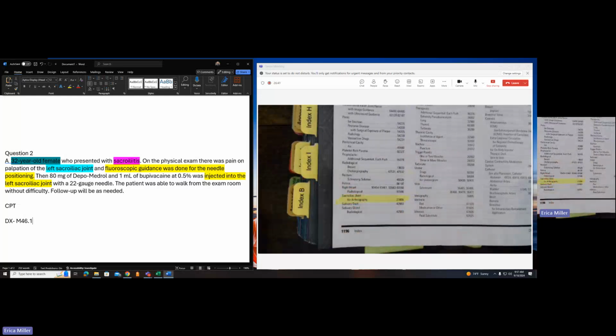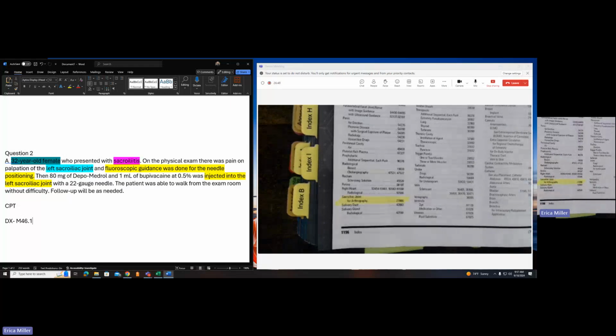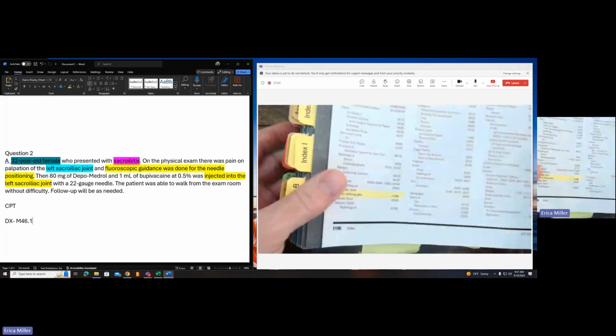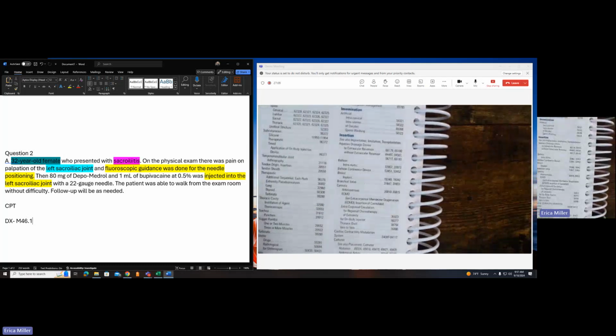And then I'll read the full code and see if there are any specific instructions or parenthetical notes that lead me elsewhere, because I'm curious about how we're going to code for the fluoroscopic guidance, right? Not every injection requires fluoroscopic guidance. So that's a bonus component. How is that going to be covered? So I'm going to head over and look at code 27096.